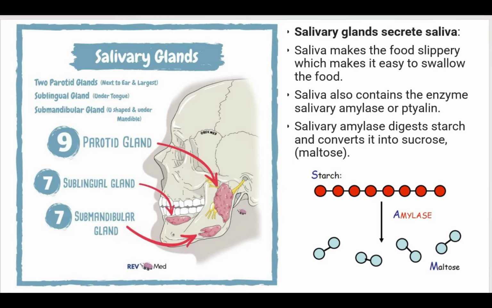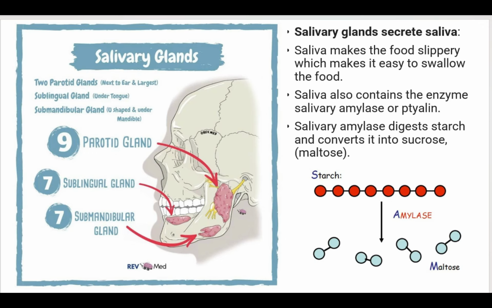Okay, so in the salivary glands, what happens? Basically, the salivary glands include the parotid glands, the sublingual glands and submandibular glands, which are there below. So we have two parotid glands, which are next to the ears. Okay, very close to your ears, you have a gland. If you just hold close to your ears, you will find a gland.